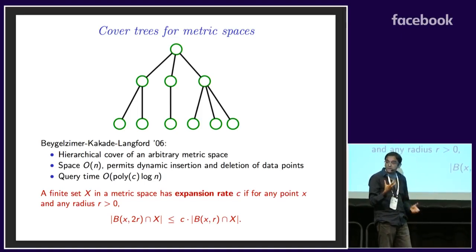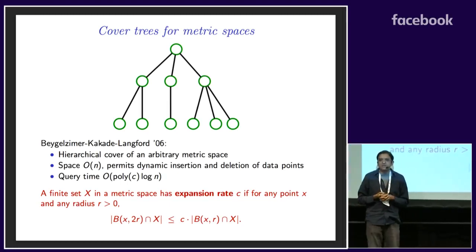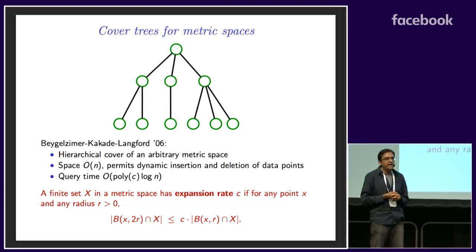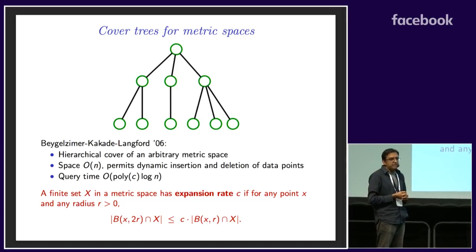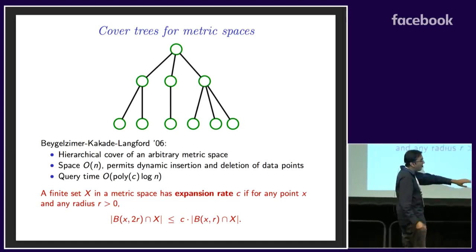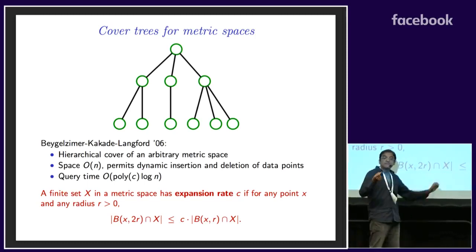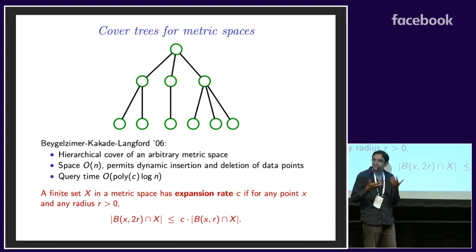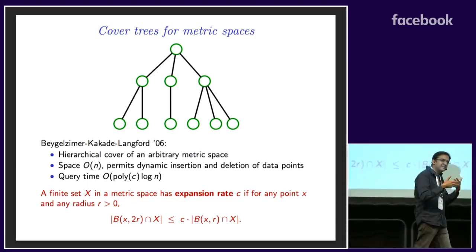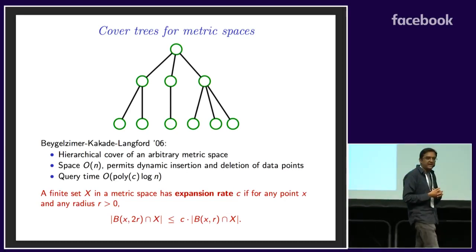Okay, so the number of points goes up by a factor of at most c. So let's say you're in d-dimensional Euclidean space, and you have the uniform distribution. If you double the radius of the ball, the number of points in it is going to go up by a factor of 2 to the d. So this constant is basically exponential in the dimension. You can think of it as exponential in some kind of notion of intrinsic dimension.